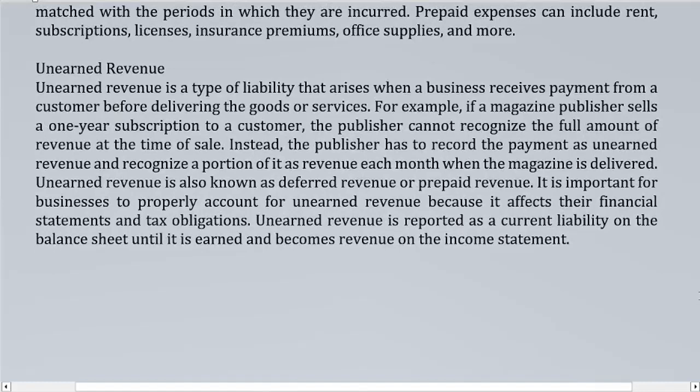Unearned revenue. Unearned revenue is a type of liability that arises when a business receives payment from a customer before delivering the goods or services. For example, if a magazine publisher sells a one-year subscription to a customer, the publisher cannot recognize the full amount of revenue at the time of sale. Instead, the publisher has to record the payment as unearned revenue and recognize a portion of it as revenue each month when the magazine is delivered.